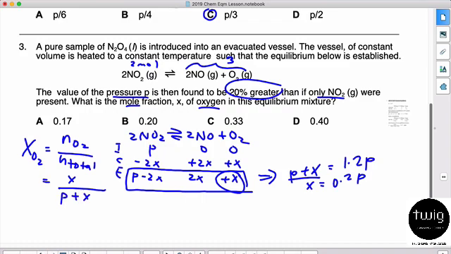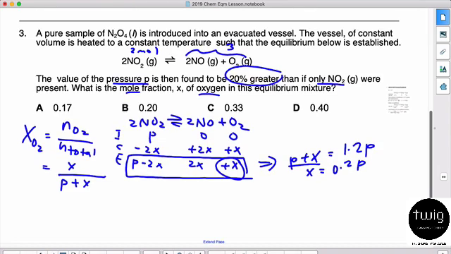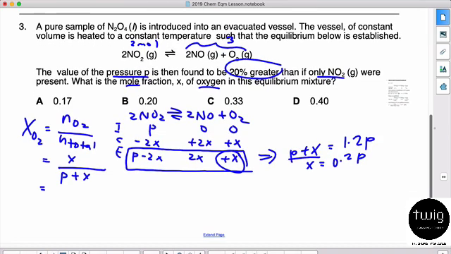Okay, but not done yet. So I'm going to simplify because we can actually simplify it. x, we realize that x is how many P? x is equal to 0.2 P, right? So I'm going to put 0.2 P. And P plus x is actually how many P? 1.2 P. Okay?